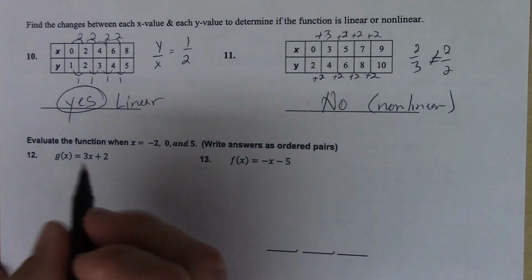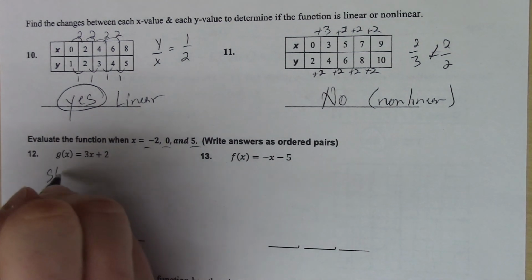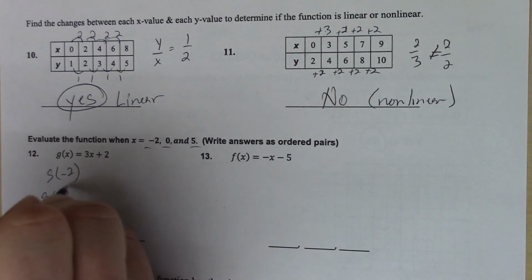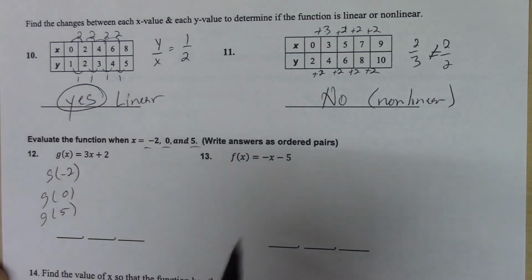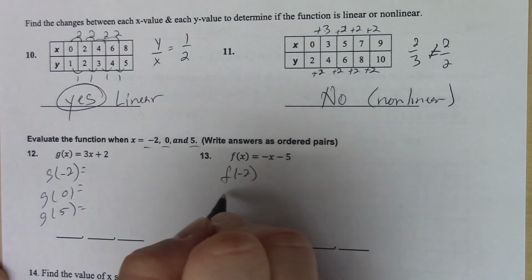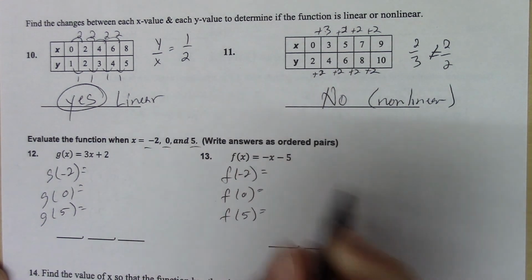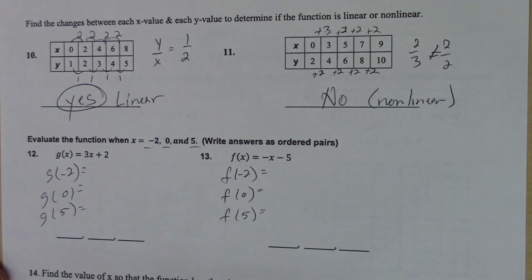All right, for these, remember this is just plugging in those three values. So I'm going to have g of -2, g of 0, and g of 5, and I'm going to write them in those blanks. It's the same thing over here. I'm going to do f of -2, f of 0, and f of 5. And remember, the reason we do these is really to look for points on a graph. We'll see that down below.